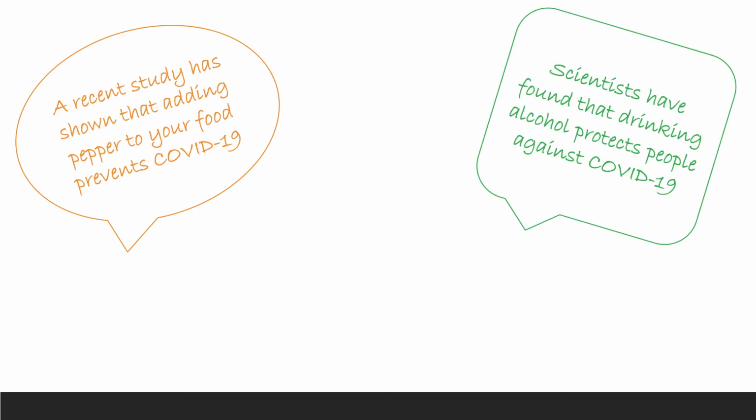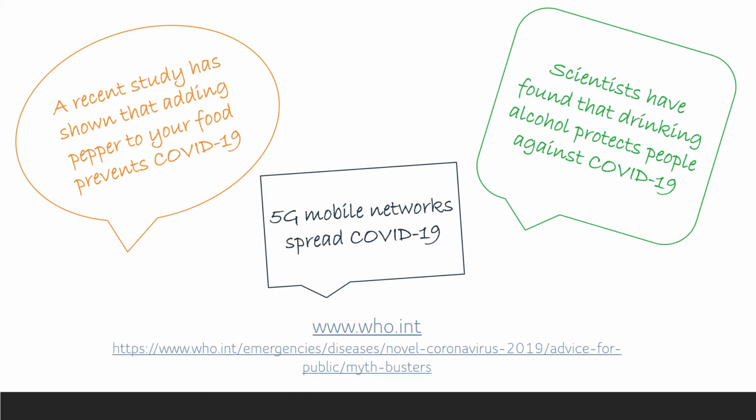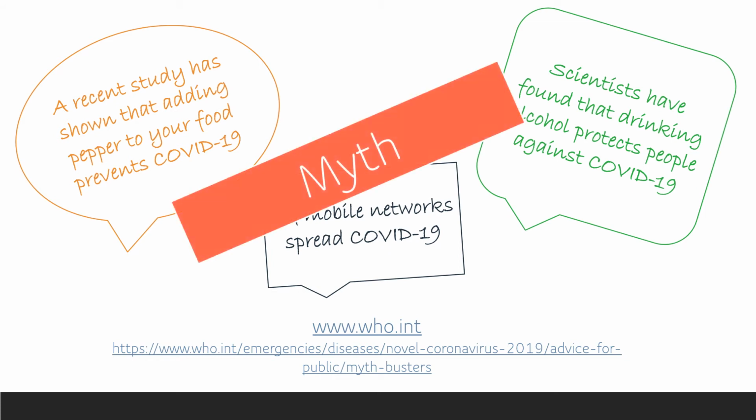Let's consider these statements about COVID-19 that were circulating across social media recently. A recent study has shown that adding pepper to your food prevents COVID-19. Scientists have found that drinking alcohol protects people against COVID-19. 5G mobile networks spread COVID-19. According to the World Health Organization, all these claims are just myths that lack scientific evidence to support them. Nevertheless, these myths were reshared frequently on social media without verifying or checking their truthfulness. So, whether you are engaging in digital prosumption activities or taking actions to address prosumption-related problems, it's essential that you do your research first.